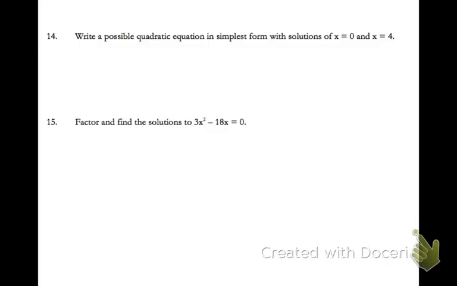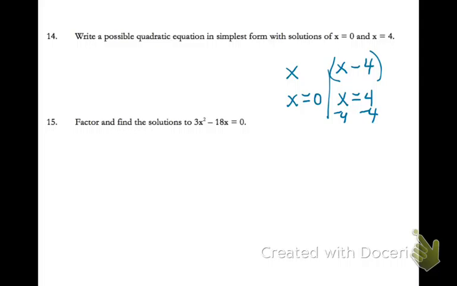So I'm going to write these solutions here at kind of the bottom of the space. And now to work backwards, so to get our factor, if we subtract 0 from each side, we just simply get x. And if we subtract 4, we get x minus 4. So these are our two factors.